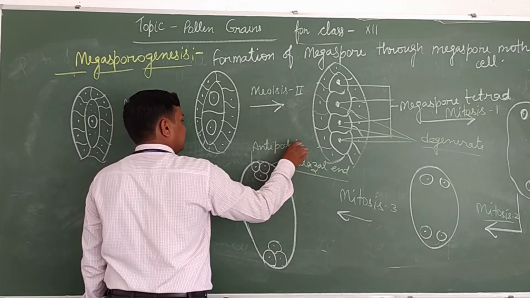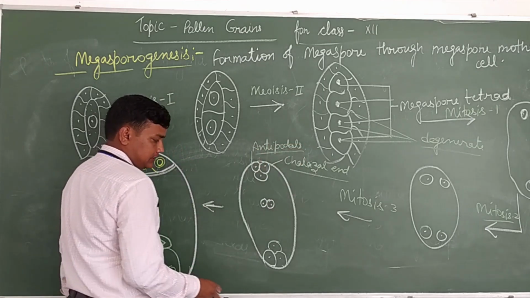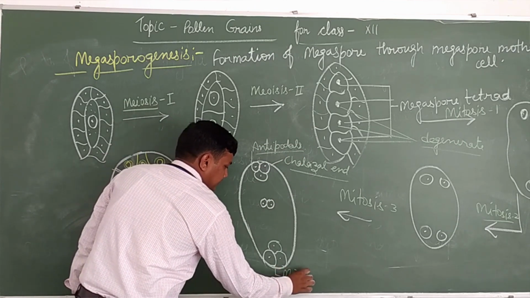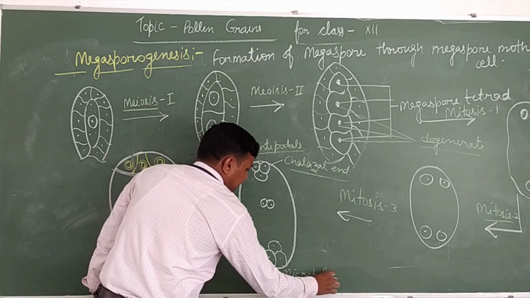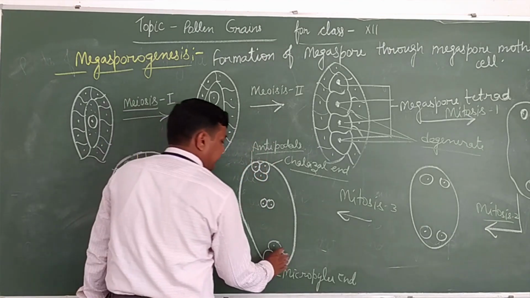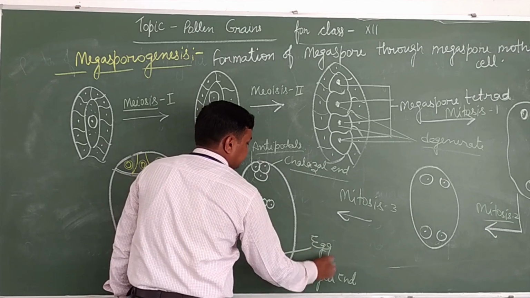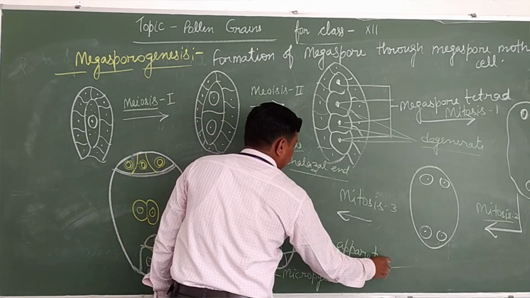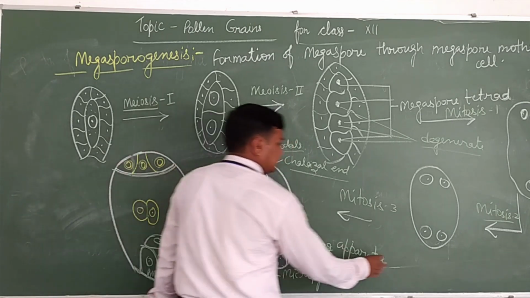Antipodals. And at the micropylar end, 3 cells form the egg apparatus. Egg apparatus and synergids.